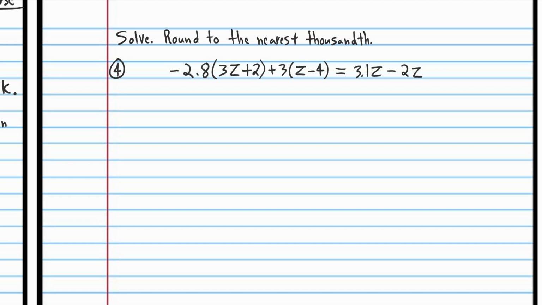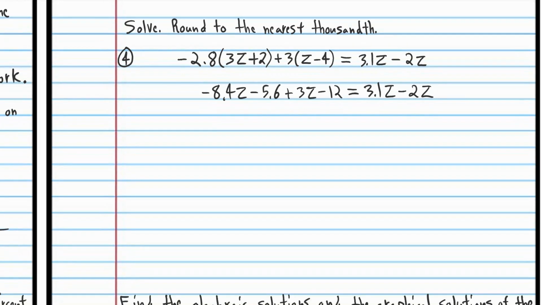All right, so negative 2.8 times 3z is negative 8.4z. And again, you can use your calculator there. And 2 times 2.8 is 5.6, so that would be negative 5.6. And 3 times z is 3z, and 3 times negative 4 is negative 12. So that was pretty easy. That wasn't too bad. We got rid of those parentheses. Again, you can use your calculator for the decimal part. I'm just double checking that everything looks right.